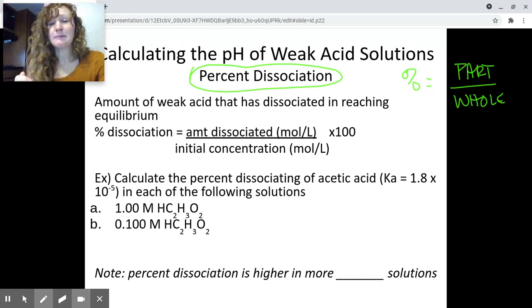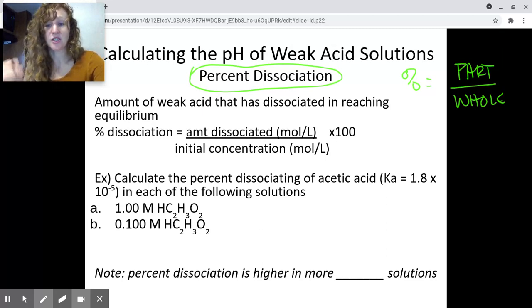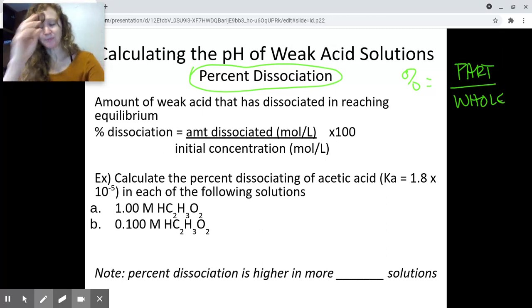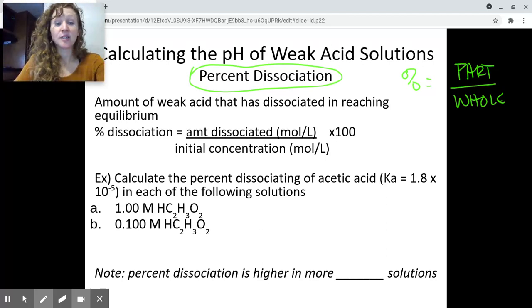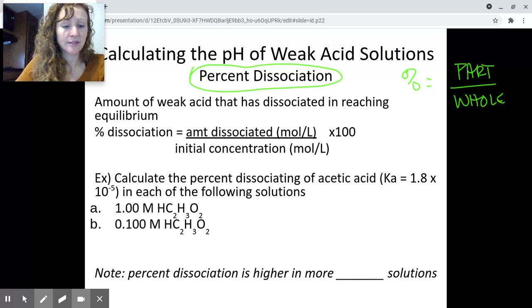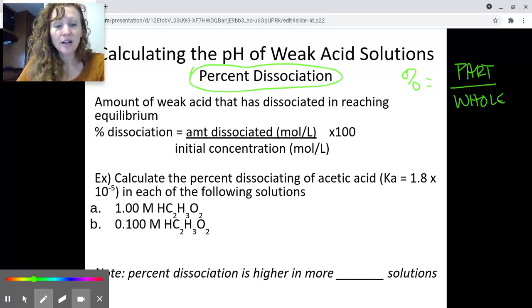Also, certain things fluctuate based on the percent dissociation. So that's what I want to show you here. What percent of acetic acid is going to dissociate? That's the question we're going to look at. So look at our example down here.